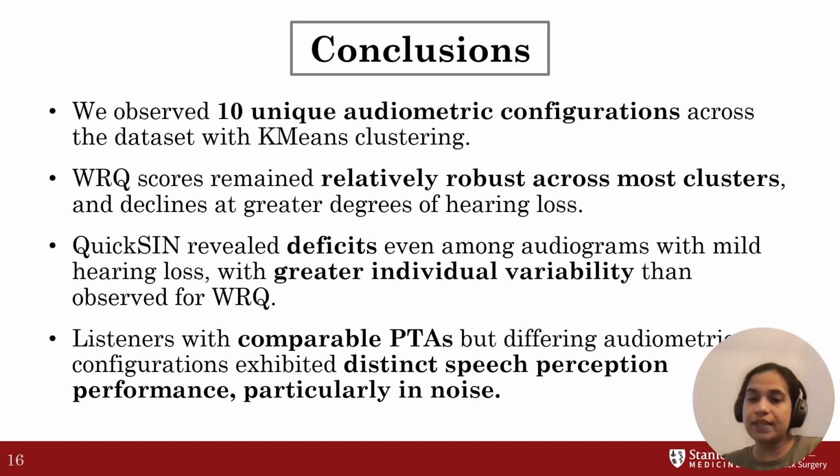To conclude, we observed 10 unique audiometric configurations across the data set. Word recognition in quiet scores remained relatively robust across most clusters, consistent with prior findings that word recognition in quiet declines only with more severe amounts of hearing loss. In contrast, Quicksyn revealed deficits even among individuals with mild hearing loss and with greater individual variability than word recognition. Furthermore, listeners with comparable PTAs but differing audiometric configurations exhibit distinct speech perception performance, especially in noise.